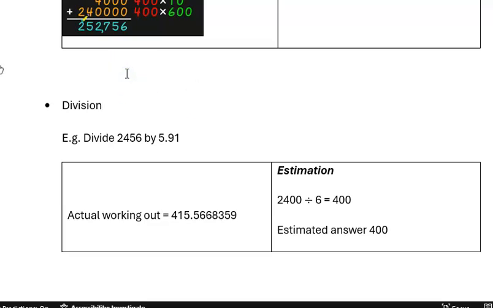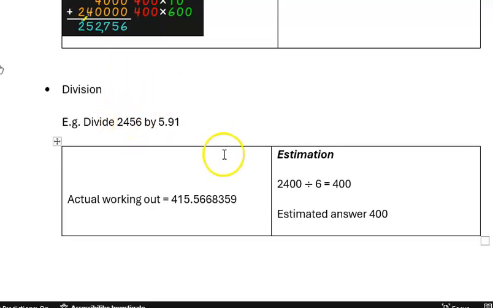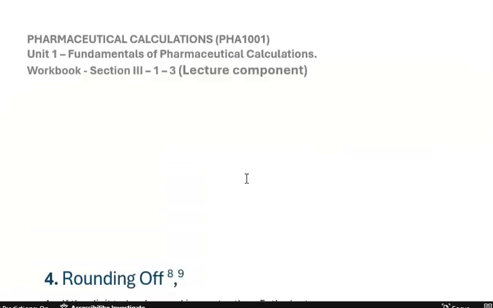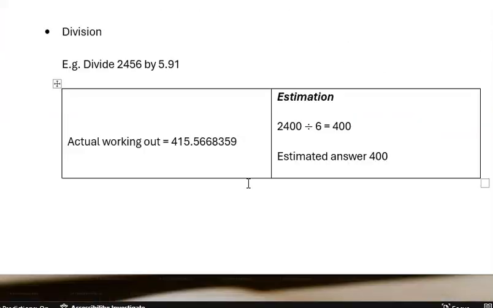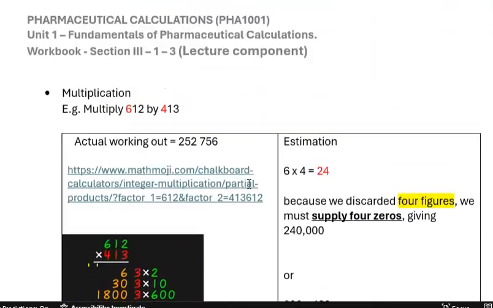But the division is the same thing too. When you're dividing numbers, you round off to the nearest 100 or tens, hundreds, depending on what you're doing, so you can estimate your answer. And it is so important. We're finished with estimation, so this is the end of this recording.